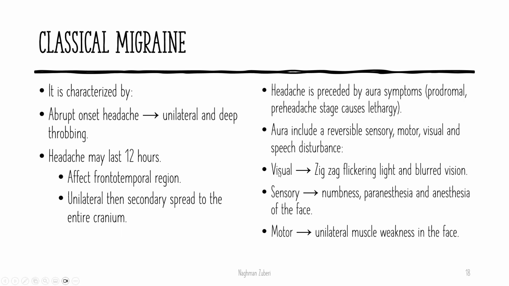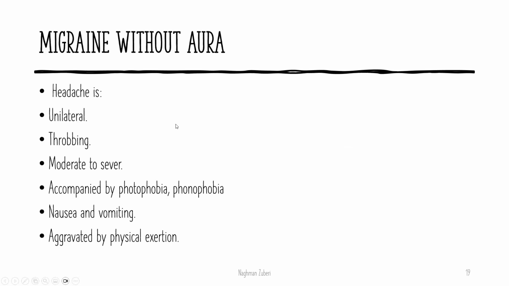For visual problems, the patient would complain of seeing flickering lights appearing zigzag, and will also complain of blurriness of vision. For sensory problems, the patient will complain of numbness, then paresthesia. It is not a spelling mistake over here. So paresthesia and anesthesia of the face, and the motor problems will be unilateral muscle weakness in the face.